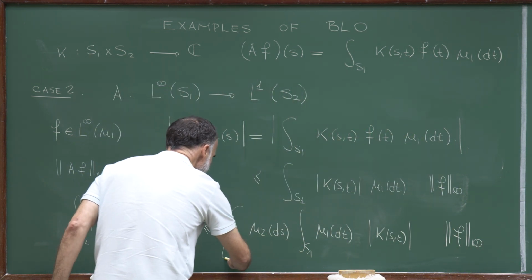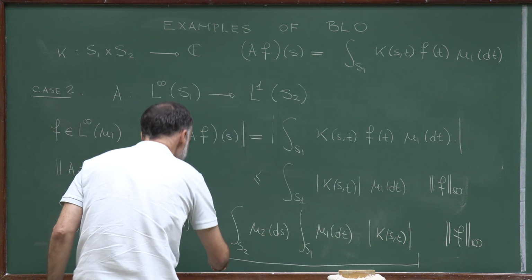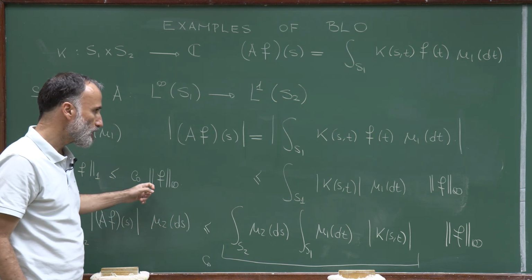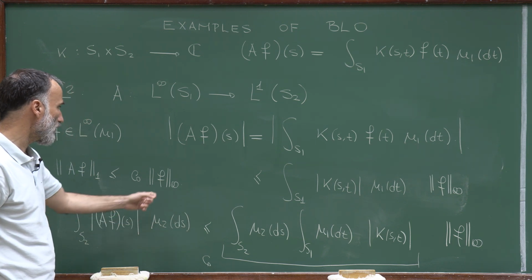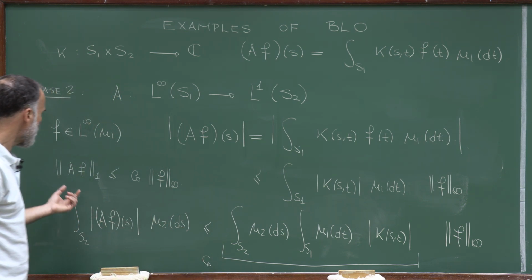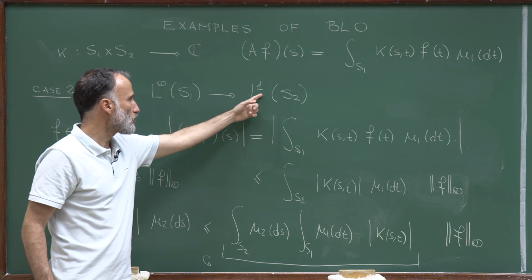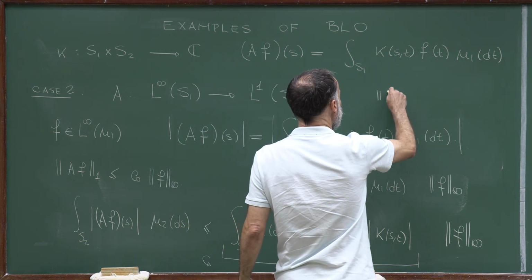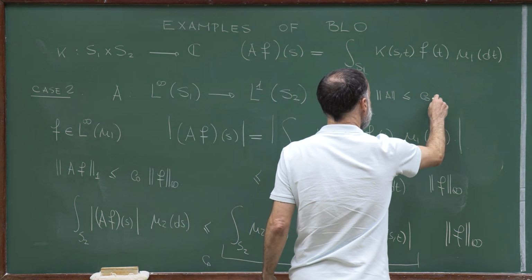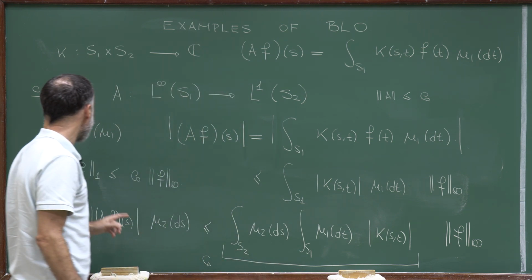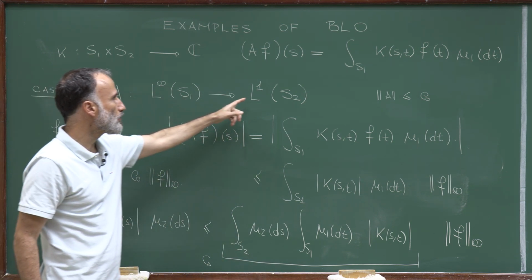So again, if I call this quantity here C naught, what I have proved is that the L1 norm of Af is bounded by C naught times the L infinity norm of f, which means that if this integral is finite, A as an operator from L infinity to L1 is bounded, and its norm is bounded by this constant C naught. So again, I found a sufficient condition for the operator A to be bounded from L infinity to L1.